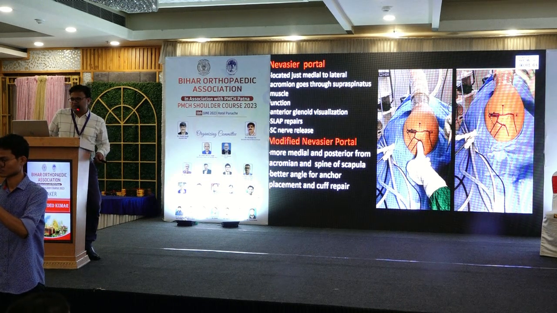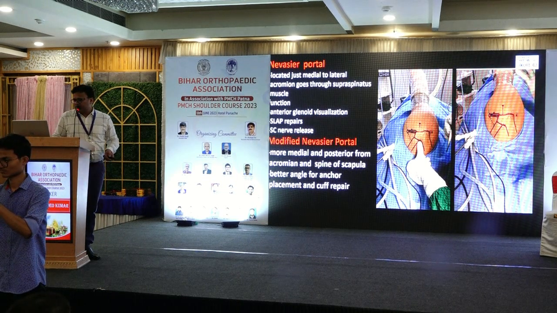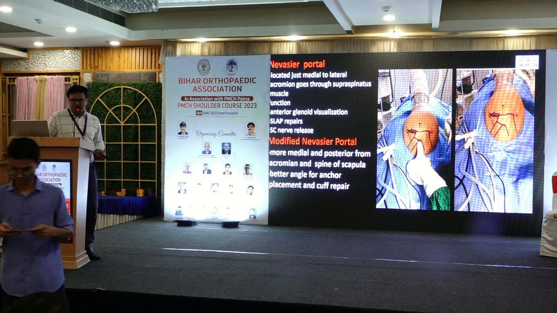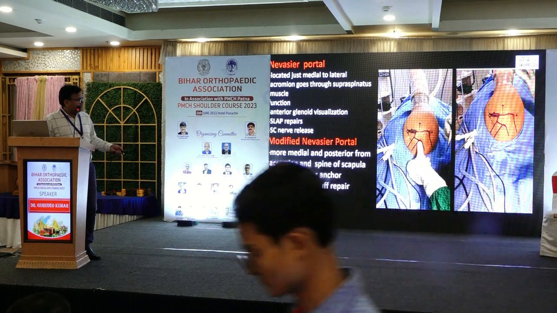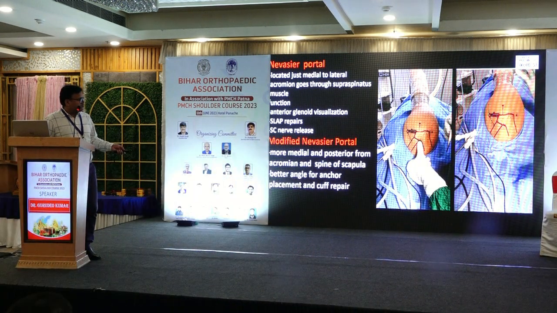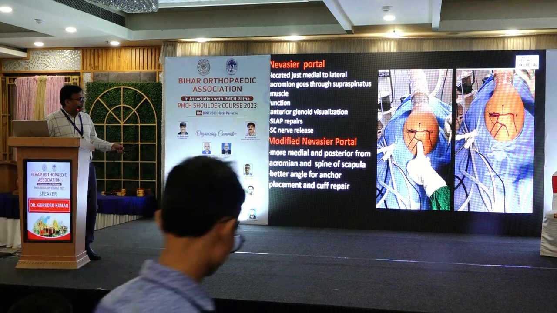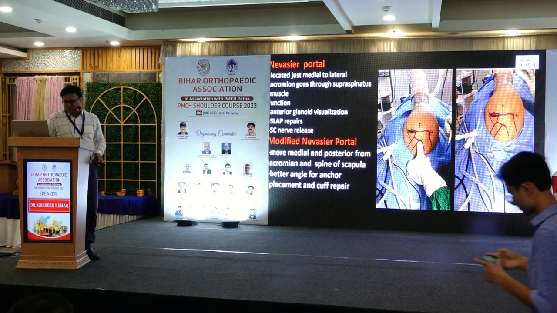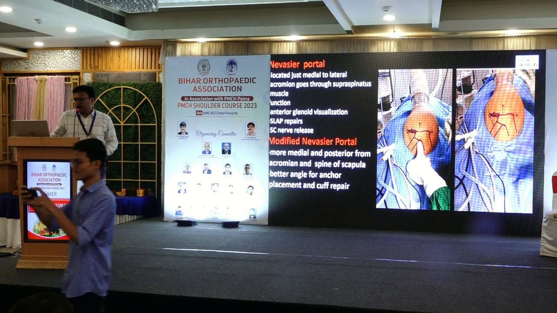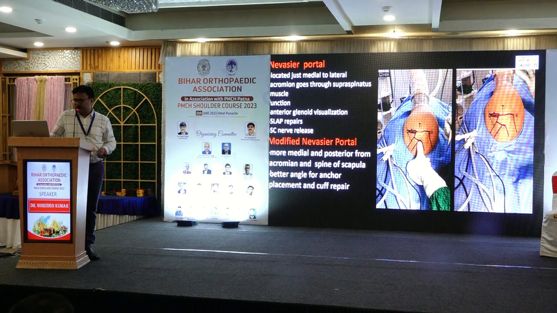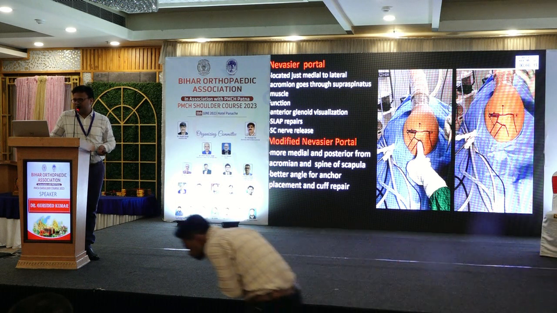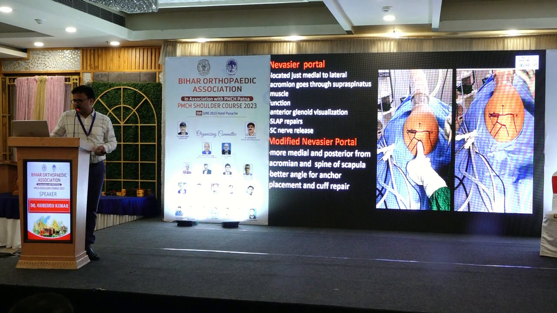Then the navigator portal, in the superior aspect of the shoulder joint: press with your thumb, there is a soft spot, and the portal is just medial to the medial border of the acromion, and it passes through the supraspinatus muscle. Its function is to address the anterior glenoid visualization, SLAP repair, and the suprascapular release.